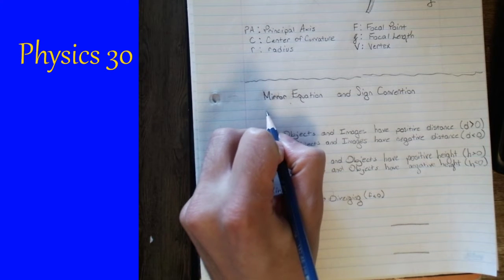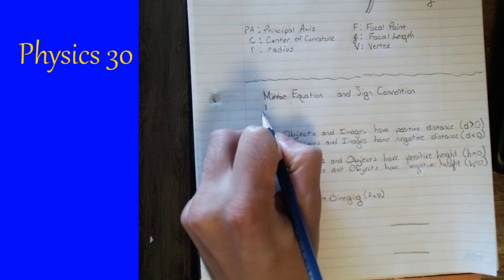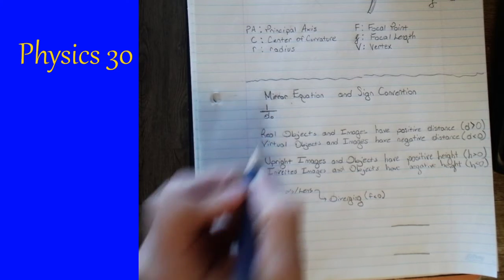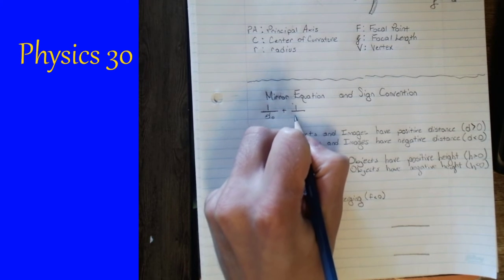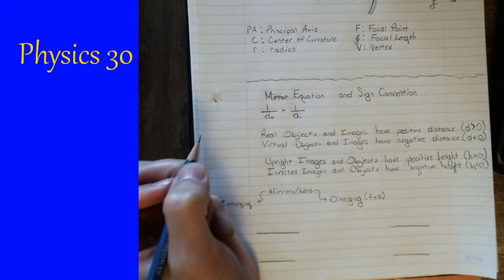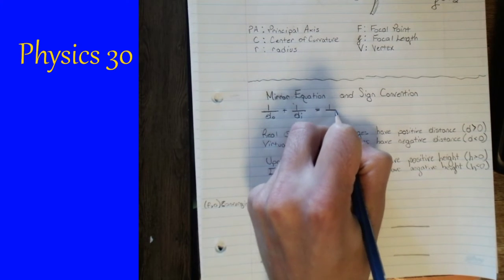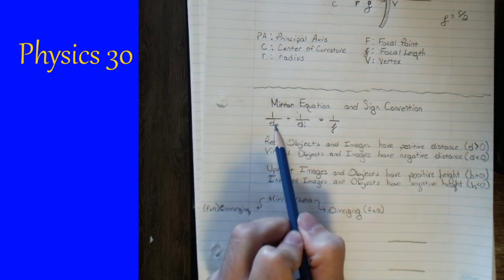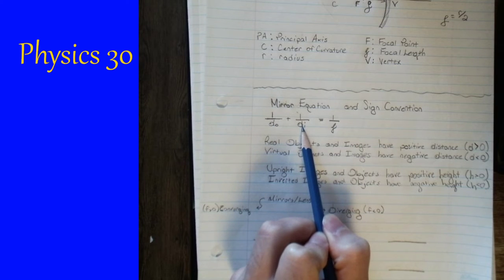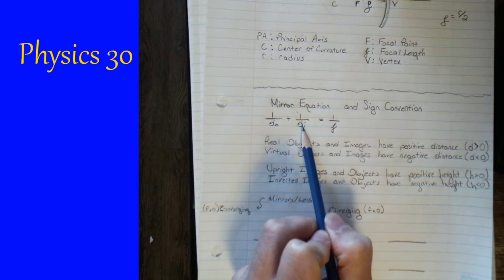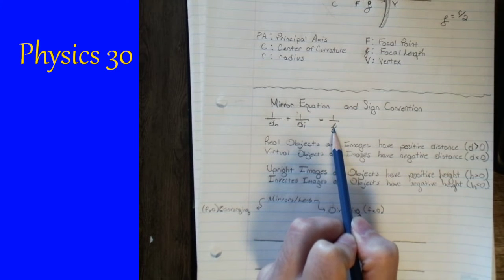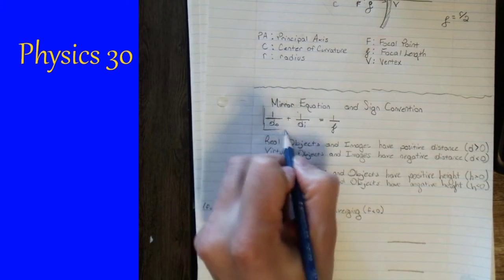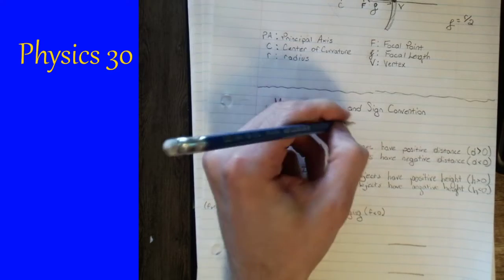So mirror equation looks like this. 1 over the object distance plus 1 over the image distance is going to be equal to 1 over the focal length. So this is how far away the object is. This is how far away the image of the object will be. And this is our focal length of the mirror or lens. So that's our first big equation. And that really is the mirror equation.